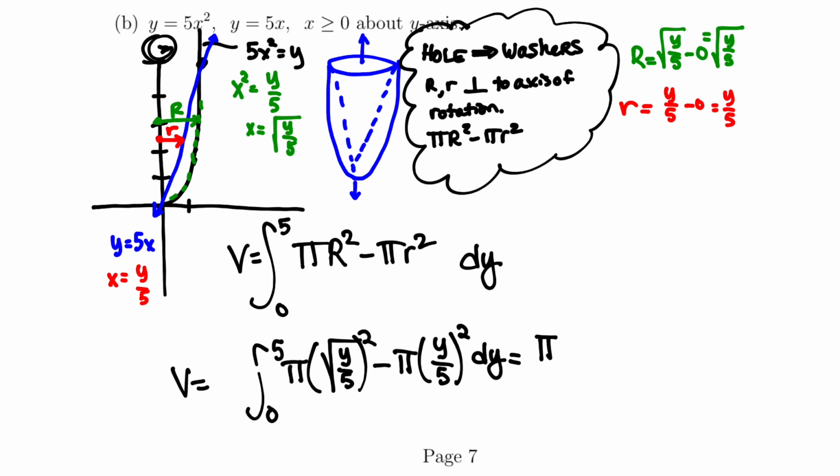Almost. Let me see. Maybe. You went too fast for me. Let me see if yours matches me. Grant, you're faster than me, so I have to write it out. Let me see. Here we go. 0 to 5. Inside, I get y over 5 minus y squared over 25 dy. Right, is that good? Okay, good.